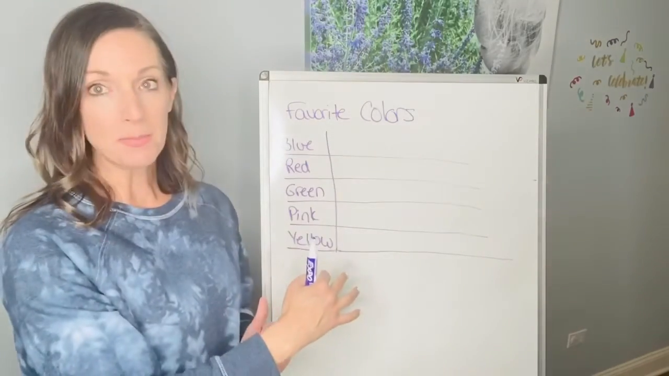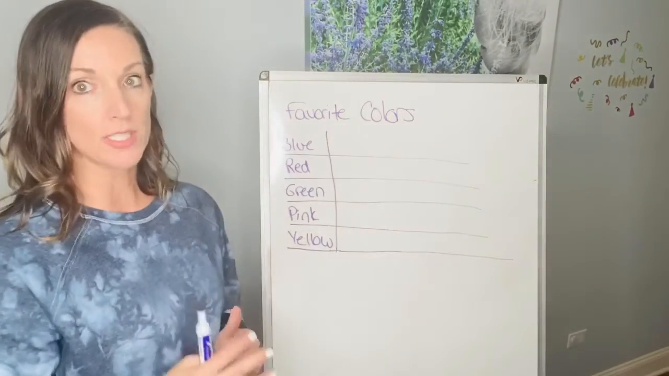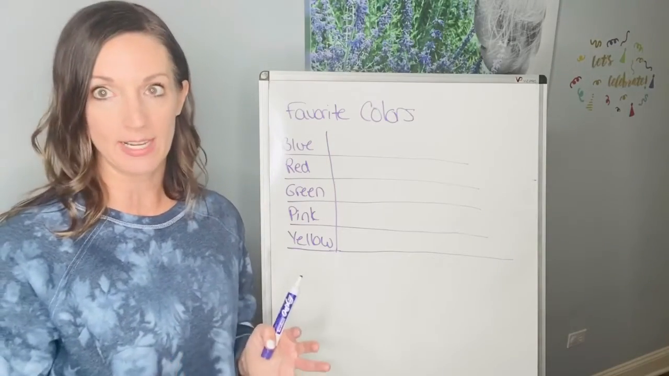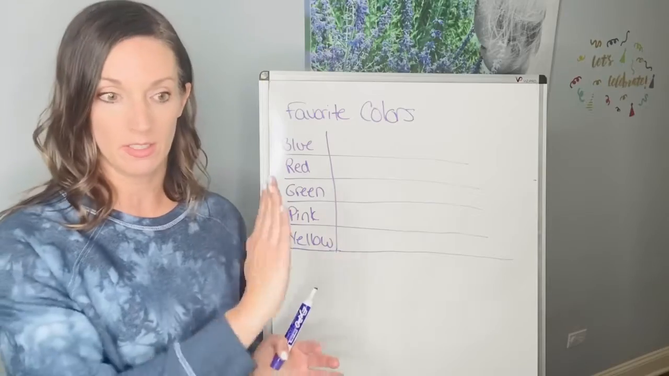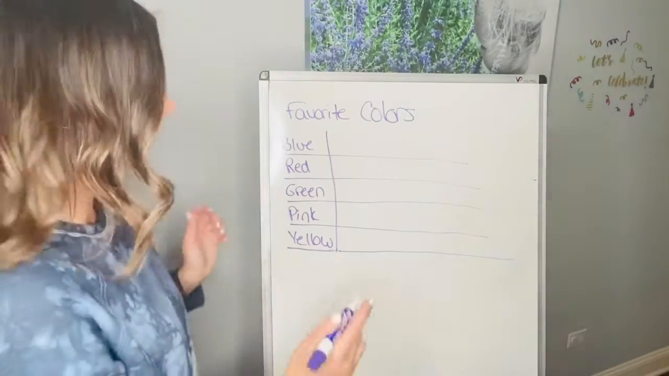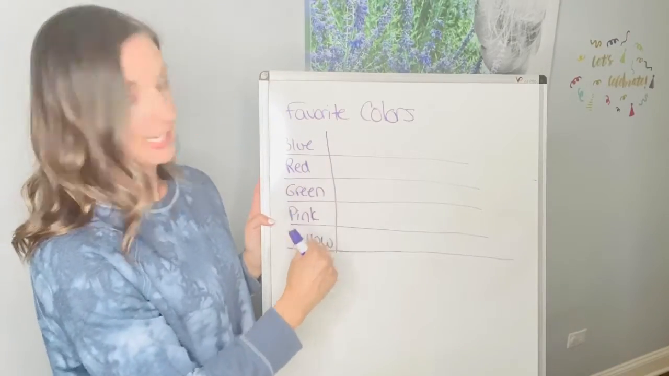I'm going to ask 10 people, but I'm only going to give them a choice of these 5 colors. I'm not going to say any color in the world because then you'll have so many different things and then you'll have to have a bar graph line for each person. You don't want to do that. There are a million colors, right? So I just picked blue, red, green, pink, and yellow.